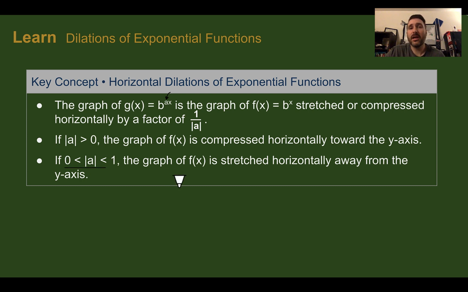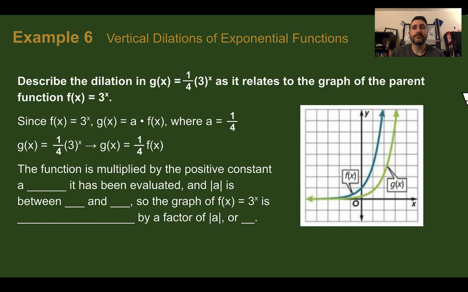If our value is a fraction, kind of like we saw in the last lesson with our half-life, where it took 5 hours for the caffeine to disappear, it will get stretched away from the axis, meaning it's going to take longer for the values to change.